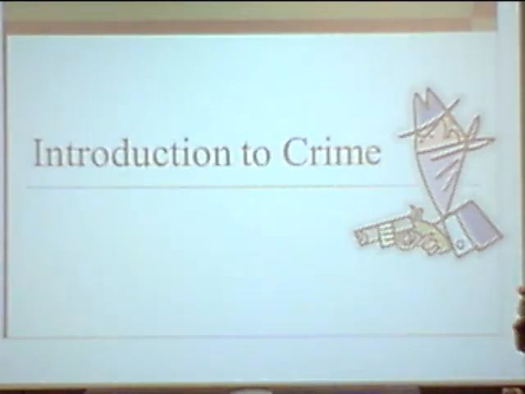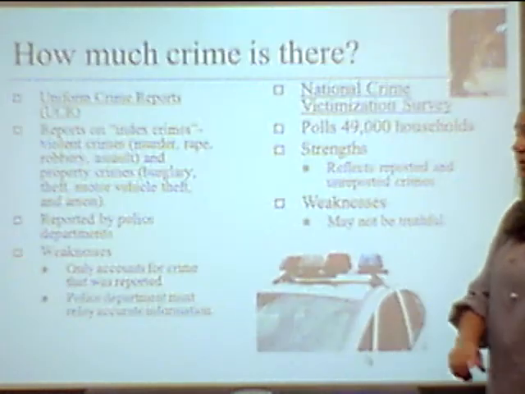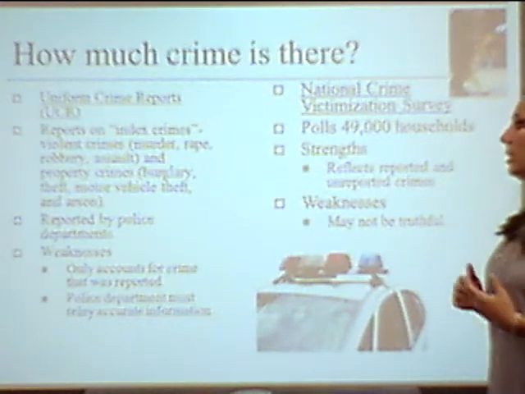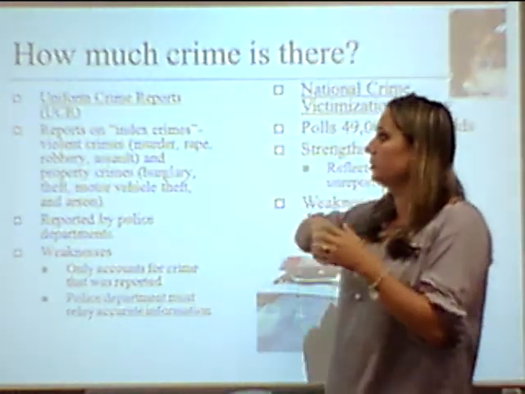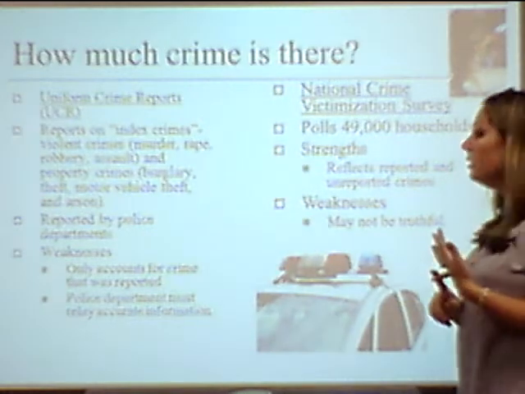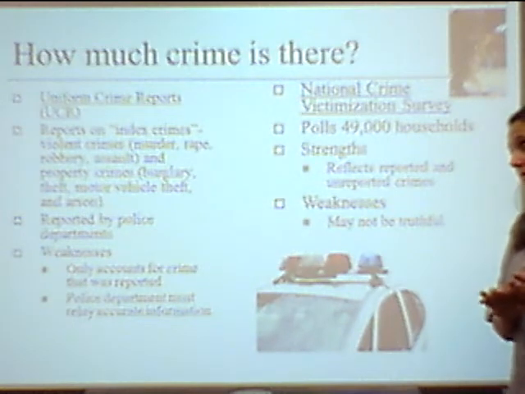Today I'm going to give you a brief overview of an introduction to crime and some key terms you're going to need to know. So first, what do we rely on in order to tell us what kind of crimes are being committed and how many crimes have been committed in a certain area? What we rely on is the Uniform Crime Reports. It's an index of crimes which usually pertain to murder, rape, robbery, and assault. And it also contains property crimes like burglary, theft, motor vehicle theft, and arson.